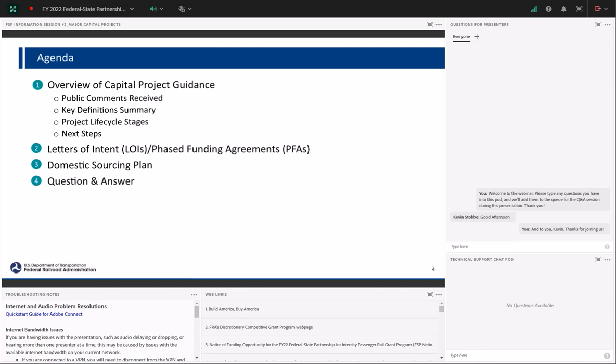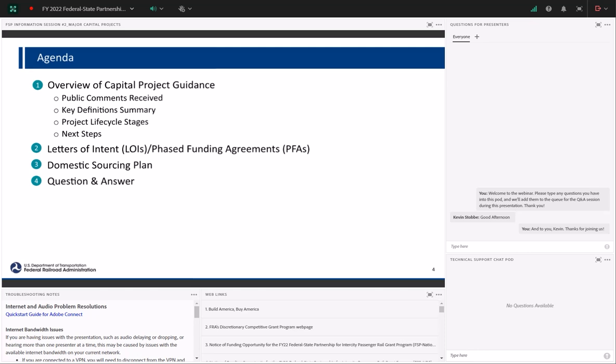And then we'll round off with some information on domestic sourcing plans that are not a requirement at time of application under the Federal-State Partnership Program. However, we're strongly encouraging those entities who intend to seek a Buy America waiver to start considering those efforts, and we'll talk a little bit more about what that all entails later on.